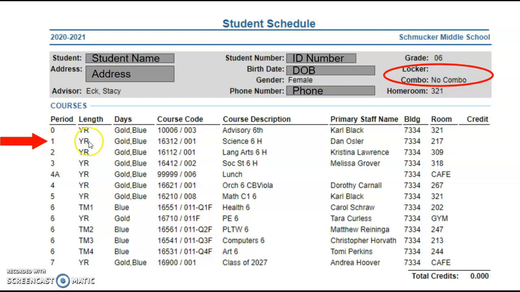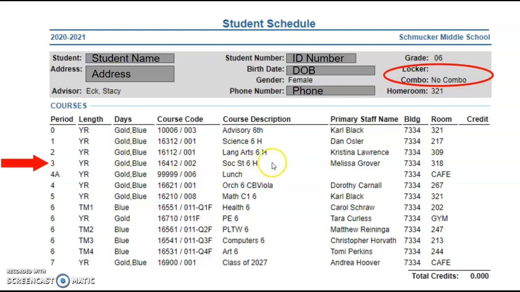Next, first period, this student has science. And we know this student has science with Mr. Osler in room 217. And you continue to read down your schedule, and you can look at each period, what class you have, what teacher you have, what room it's in. Make sure it's every day, so both gold and blue days.